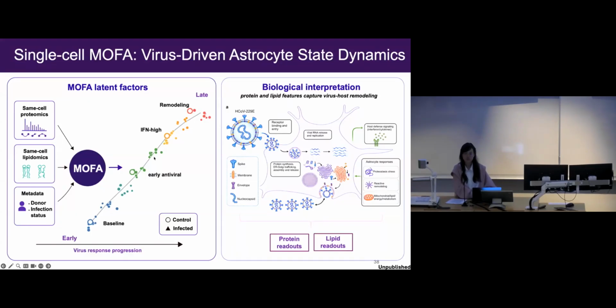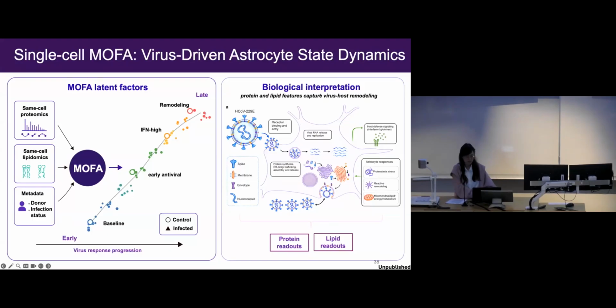On the left, I put a demo figure to show we can integrate those single-cell multi-omics data as well as some metadata together, and organize the cells along a virus response progression from the baseline, to very early antiviral status, and then even higher states, and finally remodeling states of those astrocytes. And on the right, I want to draw a hypothesis for biological story interpretation.